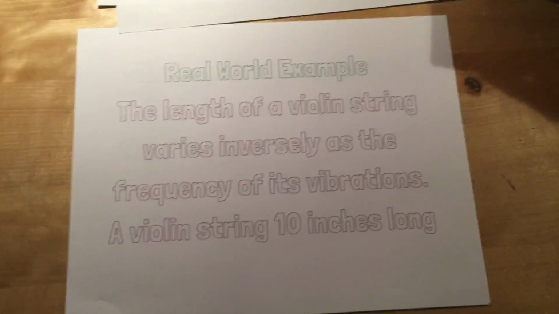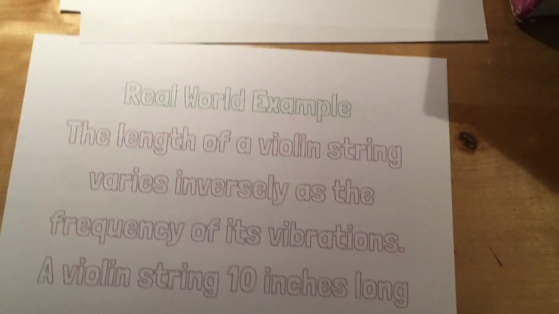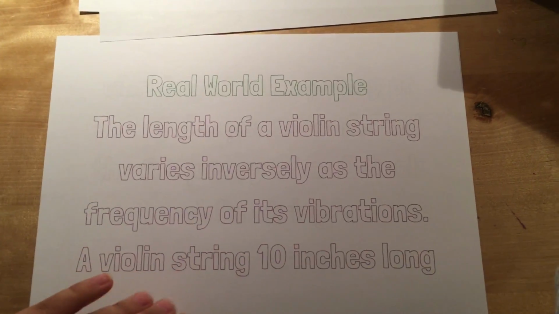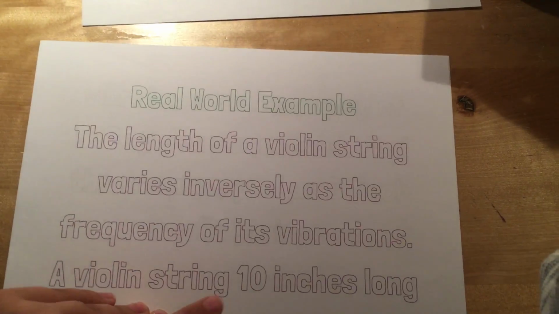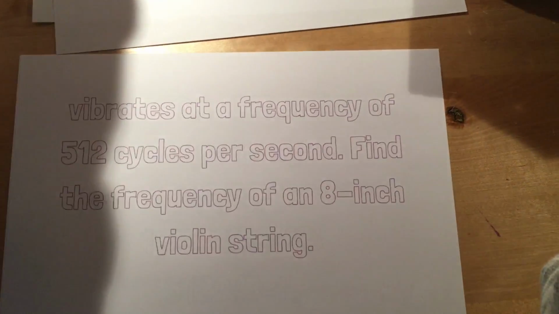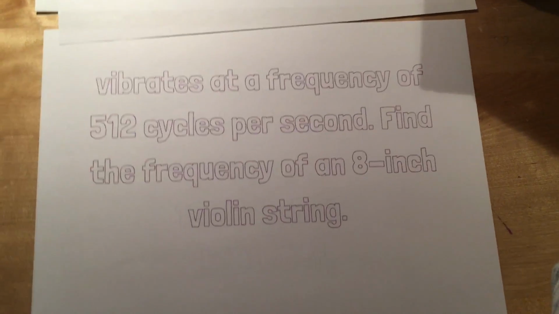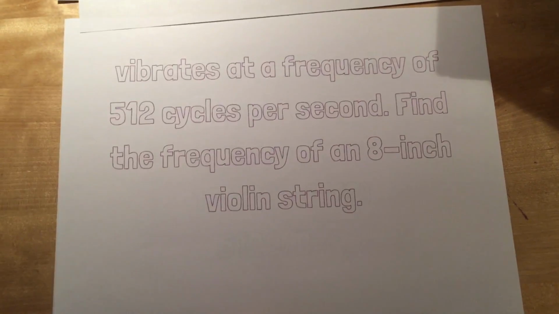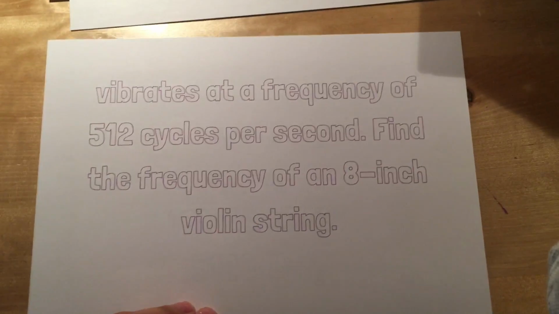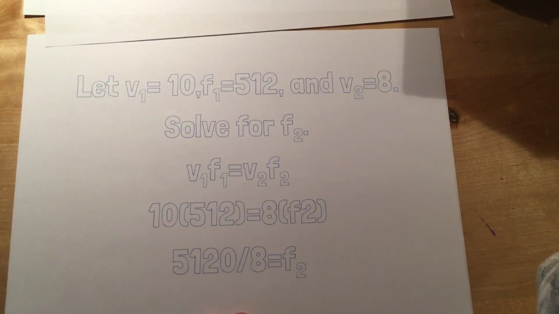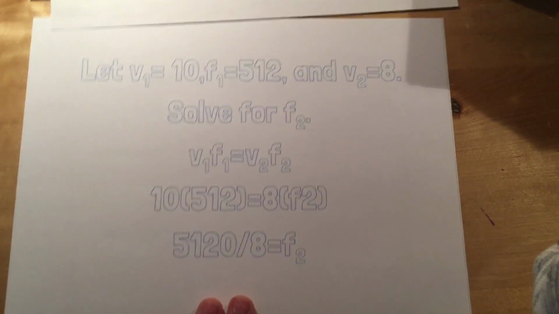Real world example. The length of a violin string varies inversely as the frequency of its vibrations. A violin string is 10 inches long. It vibrates at a frequency of 512 cycles per second. Find the frequency of an 8-inch violin string. Let V1 equal 10, F1 equal 512, and V2 equal 8.